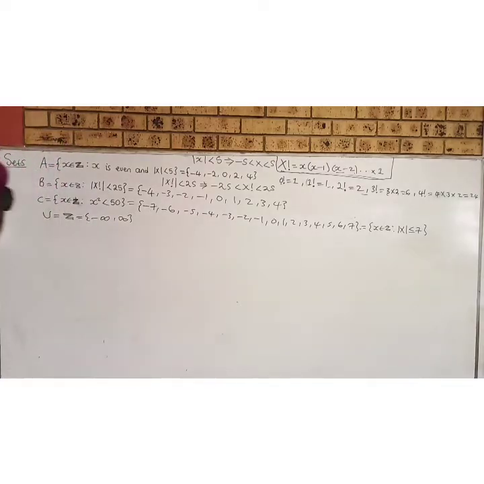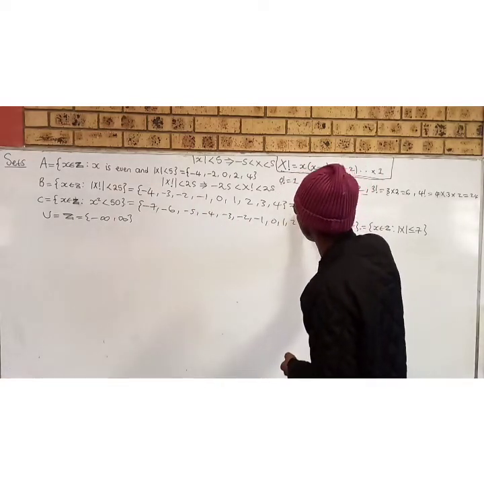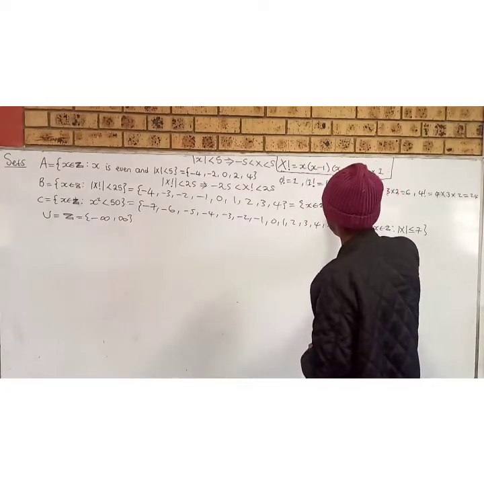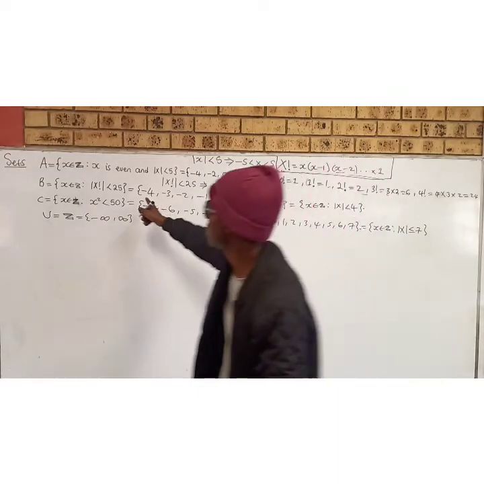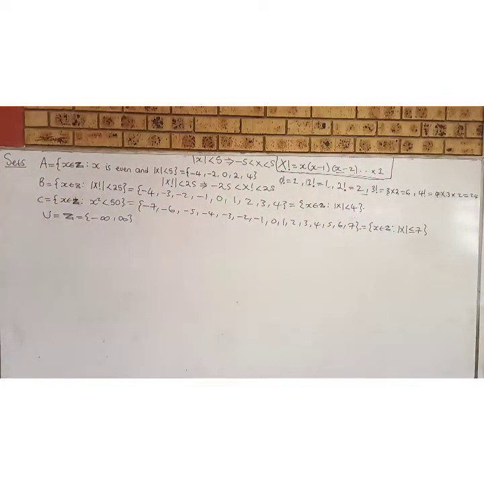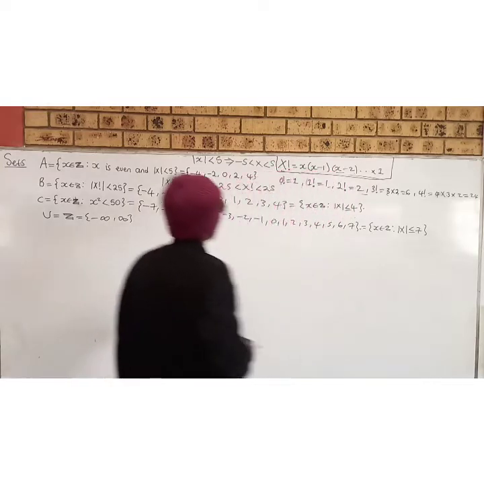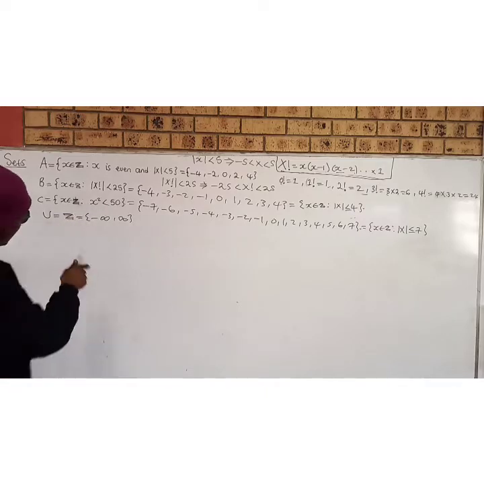As you can see, the way I defined my set is not different from the set of X, an element of integers, such that the absolute value of X is less than or equal to 4. The equal sign must hold for 4. That's how set B is defined. For set C, X is an element of integers such that X squared is less than 50. Remember, these are the restrictions.